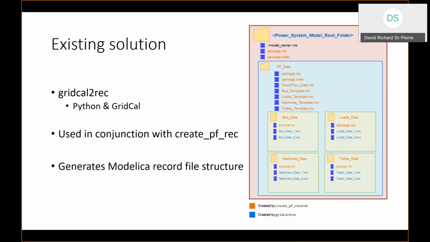Additionally, there's a loads file, a trafos file. The trafos file contains information about transformers, such as tap ratios, as well as a machines data folder. When this program is used in conjunction with create pfrec, the create pfrec part develops the file structure that's shown in the red box. When these two are combined, you have the entire Modelica record file structure that is required to initialize Dymola.